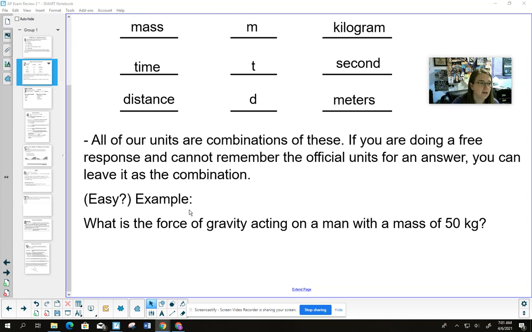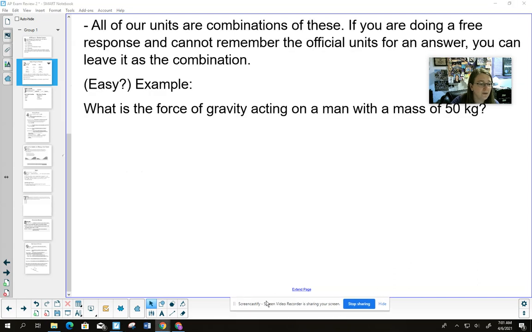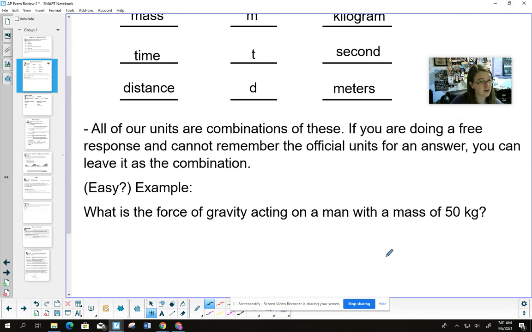And here's what I mean by that. This hopefully is an easy example, but it says, what is the force of gravity acting on a man with a mass of 50 kilograms? So hopefully we can remember this. You guys remember what force of gravity is acting on somebody? Hopefully you did. Force of gravity, and we'll refresh this later, this is the last video we're looking at today, is mass times gravity.